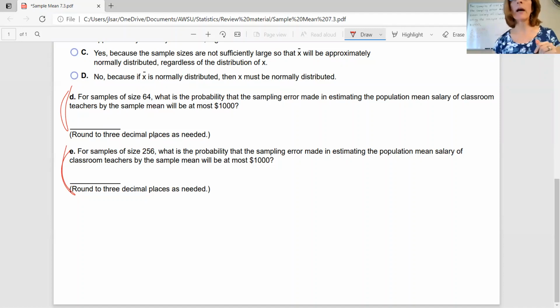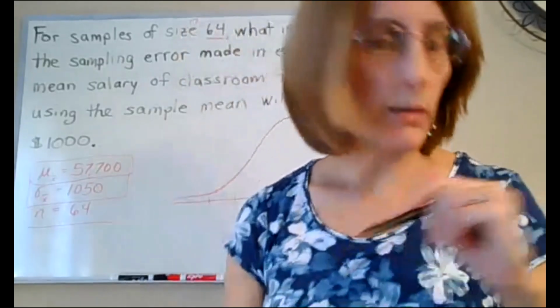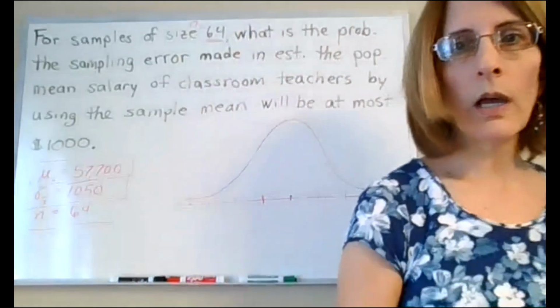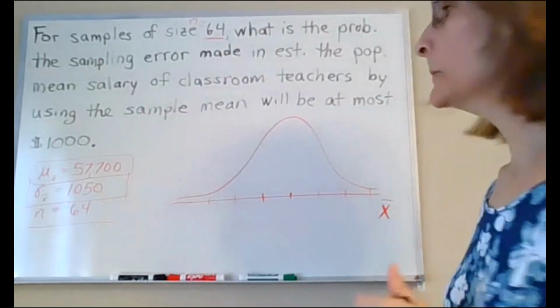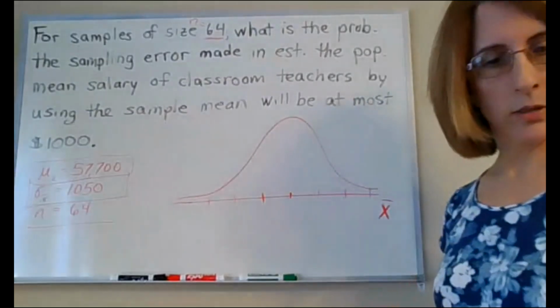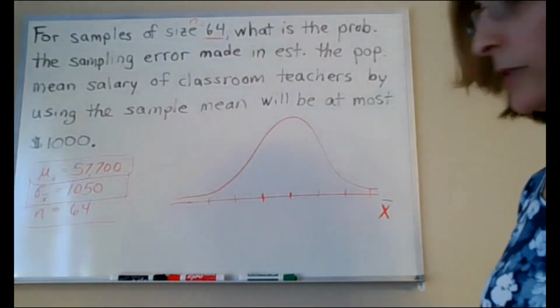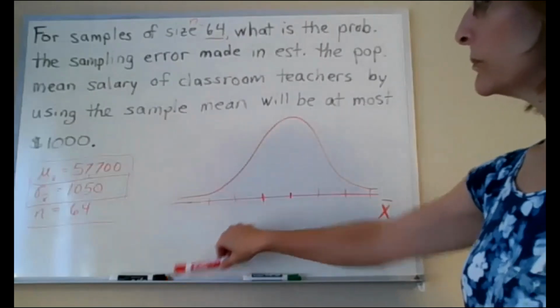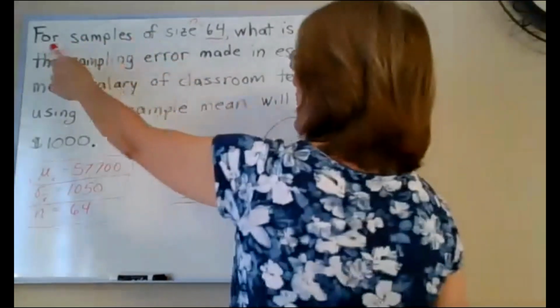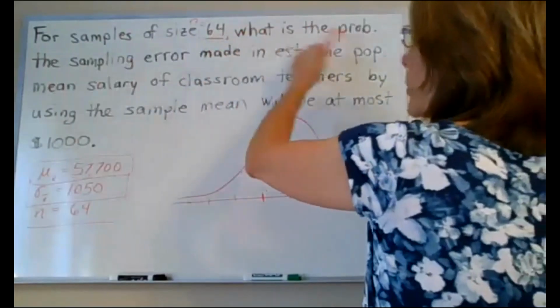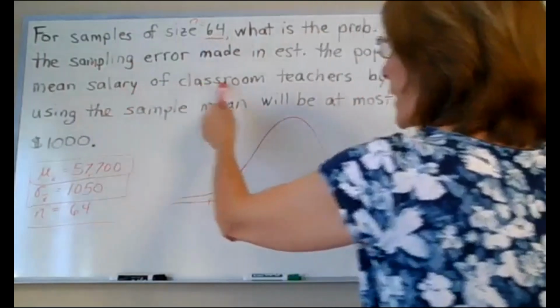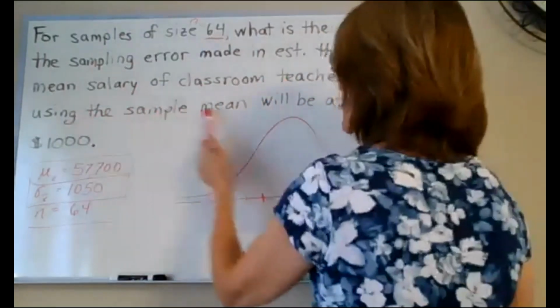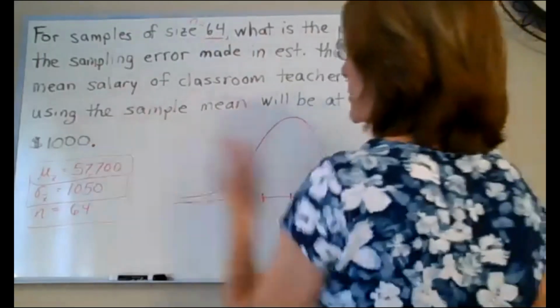So I wrote this out on the board. I'm going to stop sharing this, and we're going to do this out on the board behind me so that we can do it together, and hopefully you can see it a little easier. So for samples of size 64, what is the probability the sampling error made in estimating the population mean salary of classroom teachers by using the sample mean will be at most $1,000?